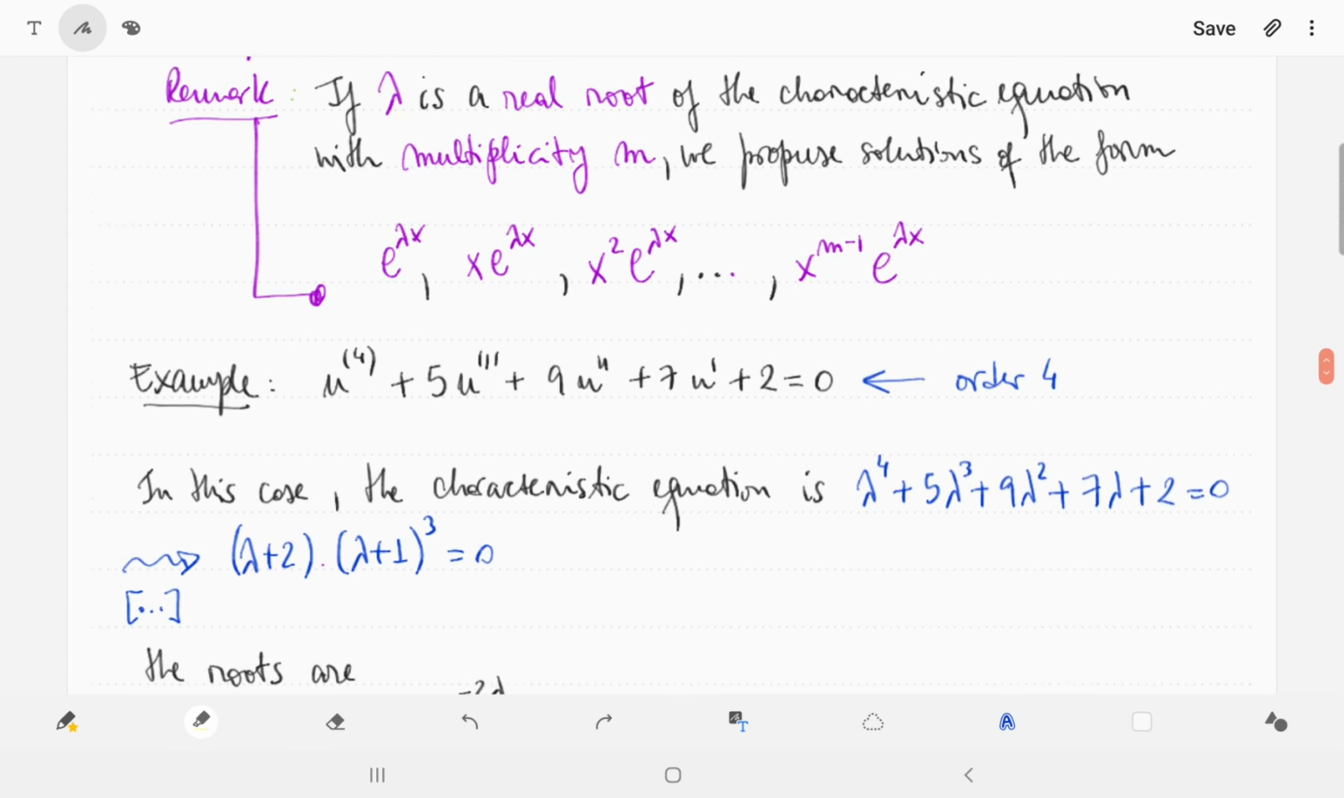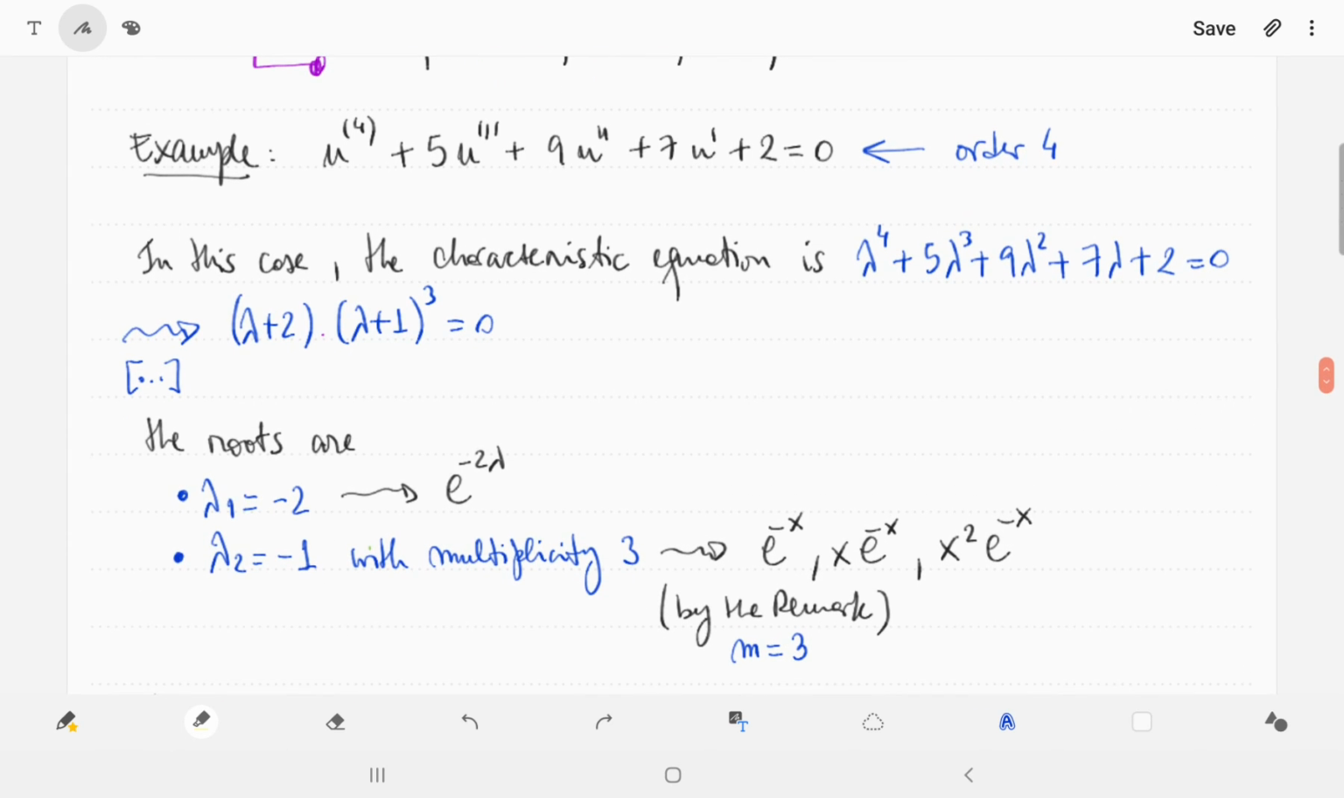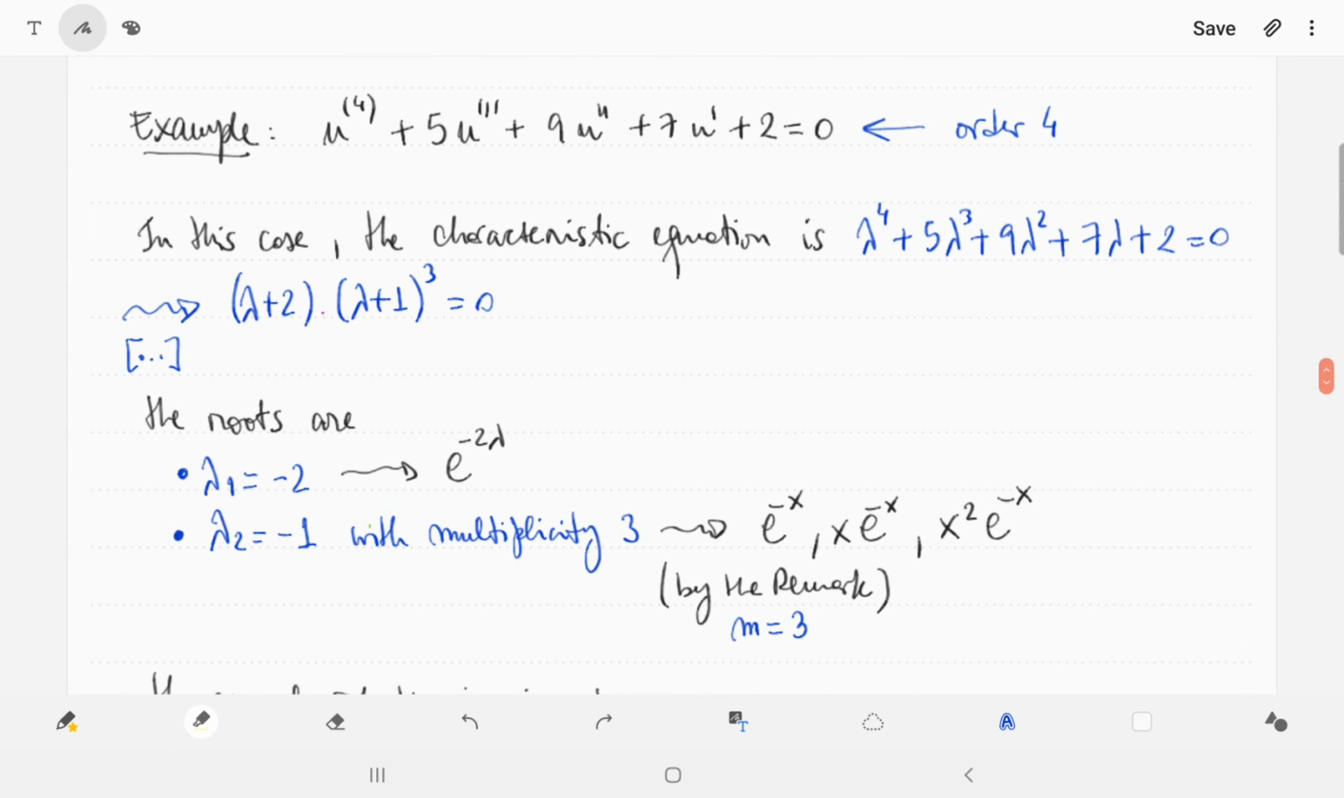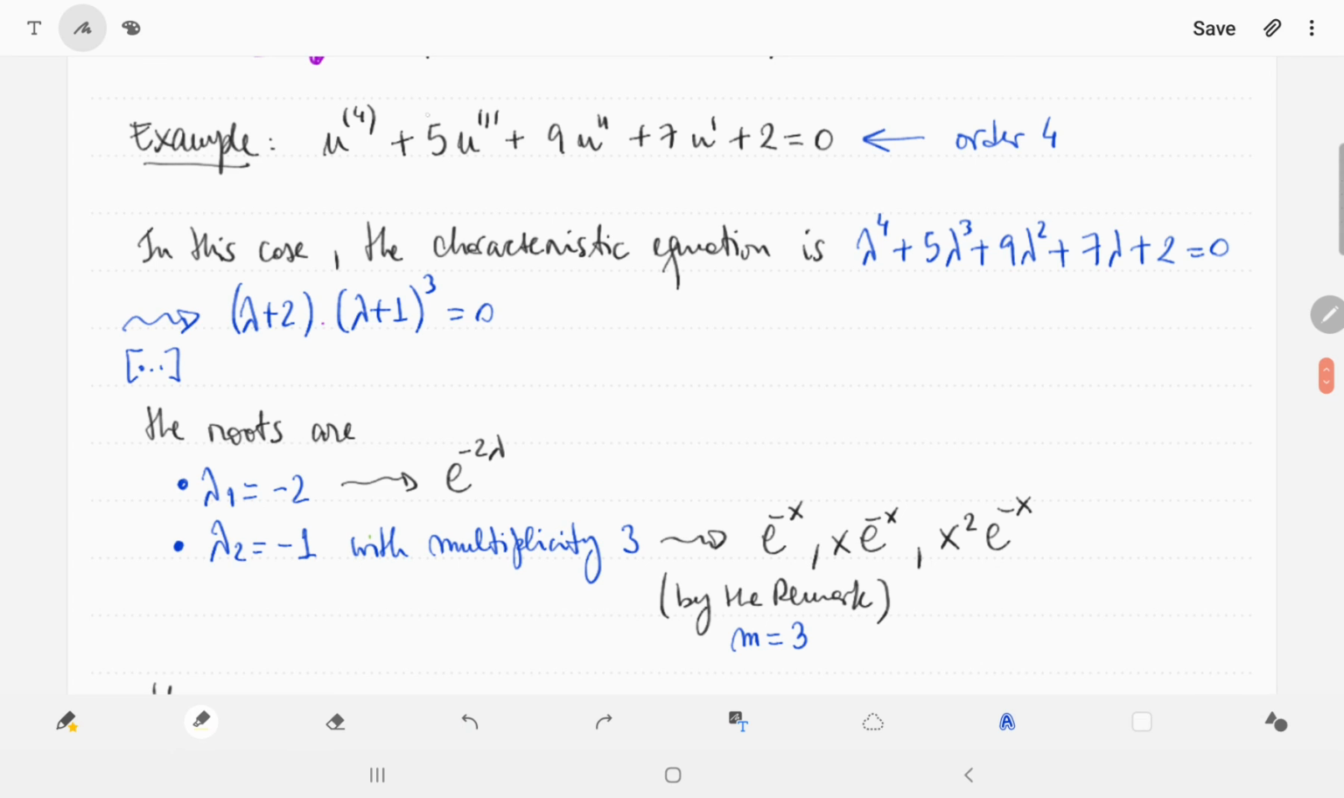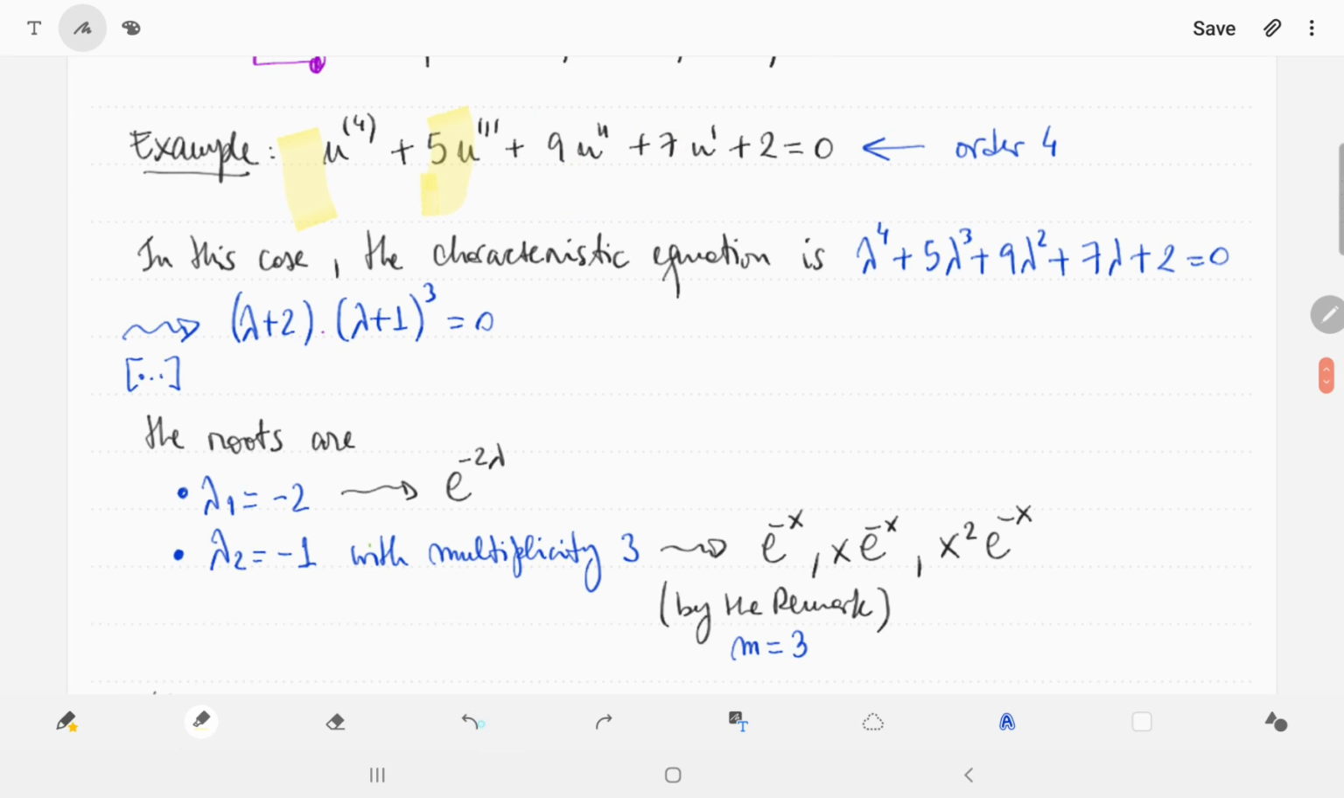Okay, example, I'm not sure if it's the last one, but okay. We have here an ODE of order 4. So here is the highest derivative, with constant coefficients: this is a 1, this is a 5, 9, 7, 2, so we are okay. Homogeneous, we are in the right setting.